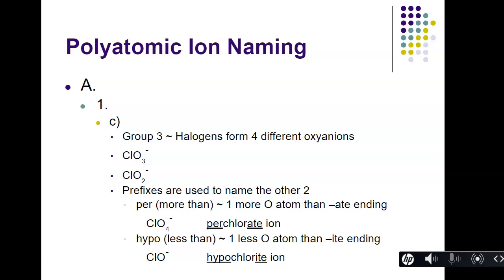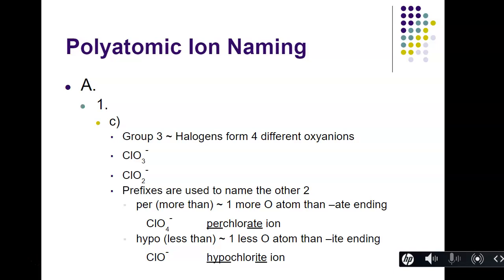We can have the perchlorate ion. Per means more than. So when we add it to chlorate, we have more than chlorate. So we have to have 4 oxygens. Okay? Hypo means less than. So if I write hypochlorite, I write less than the "ite." Our "ite" normally has 2, so hypochlorite only has 1 oxygen.